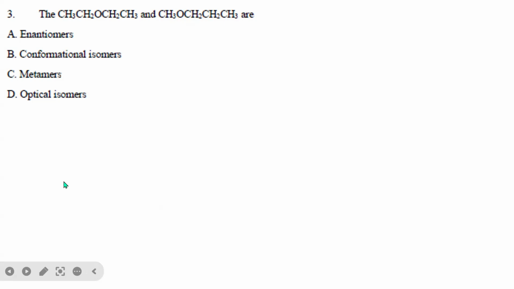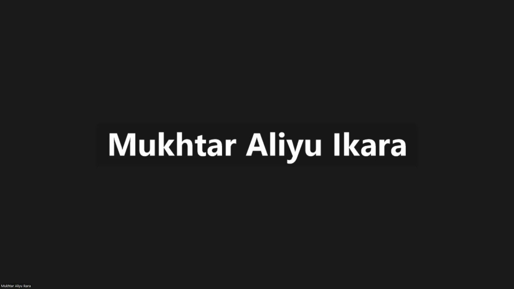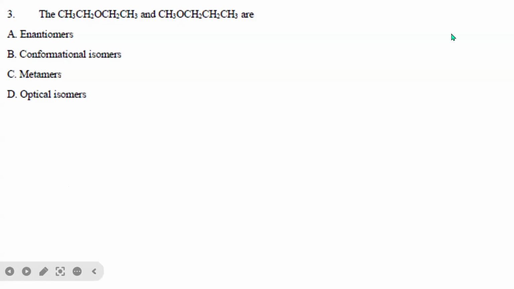And then the next thing that we are going to look at is metamers. Metamers are isomers with the same molecular formula but different alkyl groups around the same functional group. For example, let's look at this compound. You see we have what we call an ether. So we have the ether functional group.